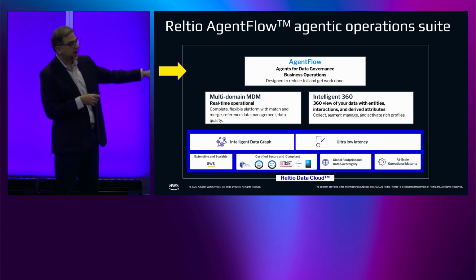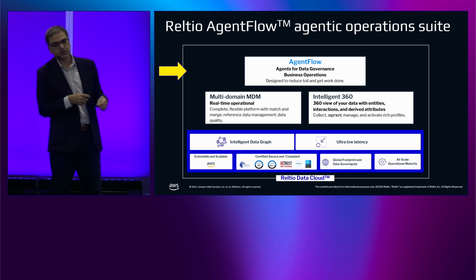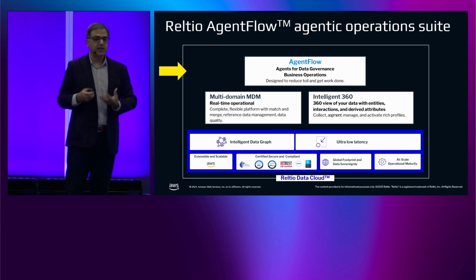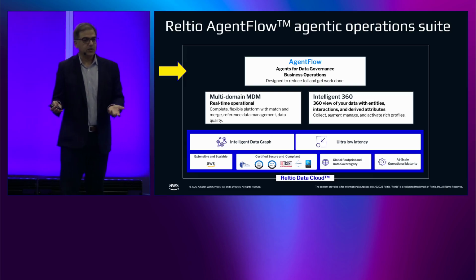So the data that's in the graph that exists within MDM or within Intelligent 360, how can we manage that autonomously? I'll show you an example of that. And the second example is, once the data is managed in as pristine of a state as you can make it, let's put it to use, right?